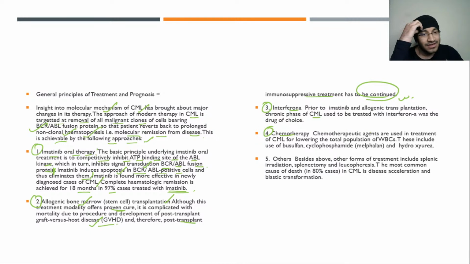Then chemotherapy. Chemotherapeutic agents are used in the treatment of CML for lowering the total population of the WBC, and these include busulfan and cyclophosphamide and hydroxyurea. Others besides above and other forms of the treatment include the splenic irradiation, splenectomy and leukapheresis, because there can be massive splenomegaly और उसकी वजह से काफ़ी ज़्यादा symptoms produce होते हैं, तो patients can forced to do splenectomy, and the most common cause of death in 80% of the cases in CML is disease acceleration and blastic transformation.